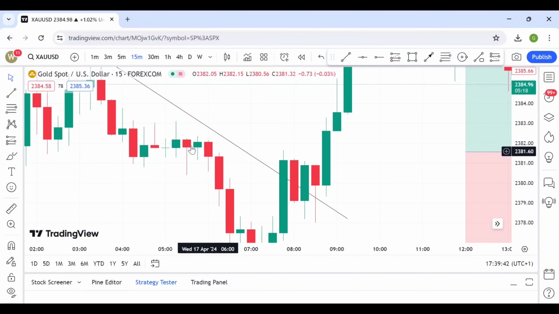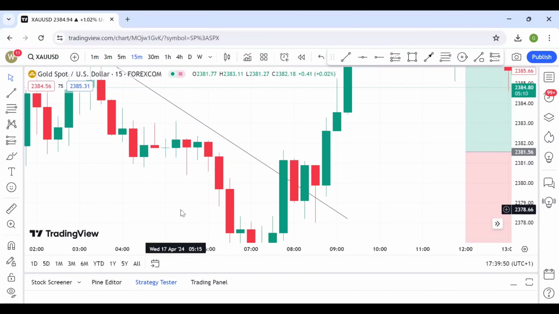So you can imagine, if you had entered just because you saw this hammer, look at how the market started going down. So it's very, very important to wait for confirmation before placing your trade. Wait for a good, valid confirmation before placing your trade.